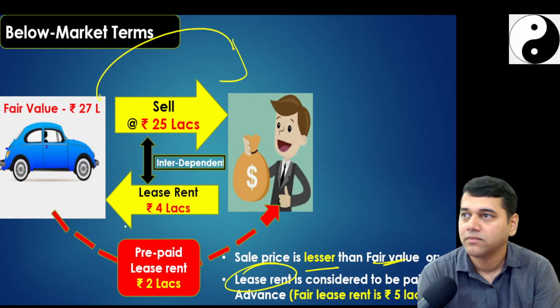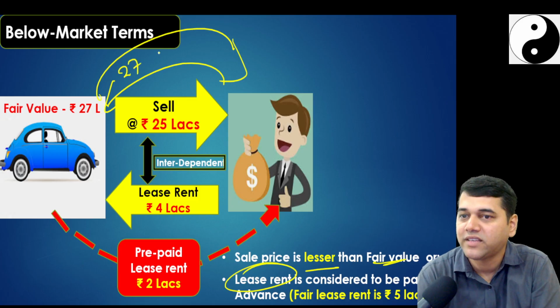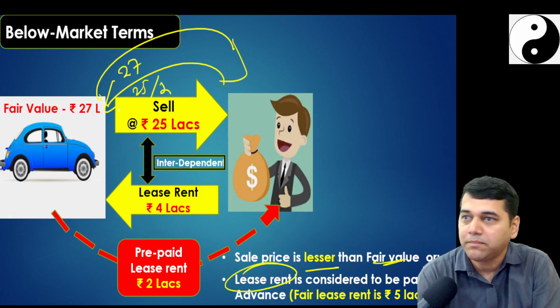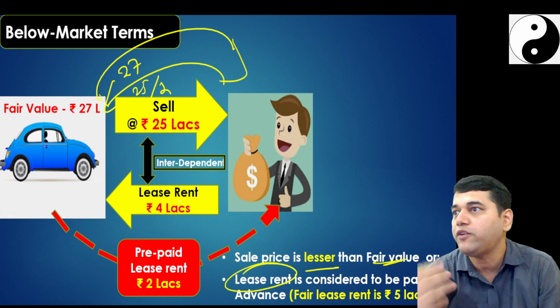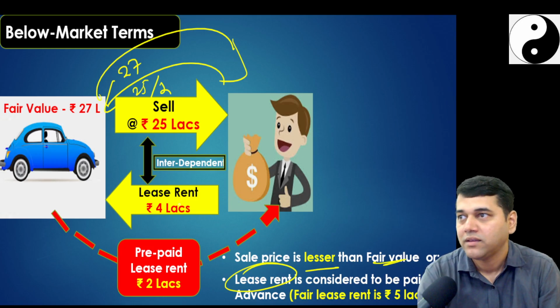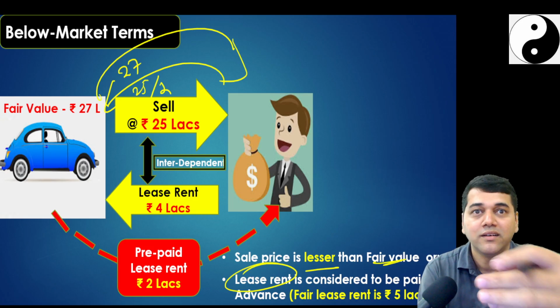Perfect. See, I should have got how much cash? 27. How much did I actually get? 25. So 2 lakh is something I told you. Look, if you pay me 27, I have to give you 5 every year. Instead, I will pay you 4 every year. It's like the same container, security free deposit.